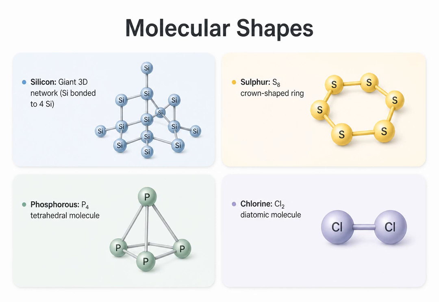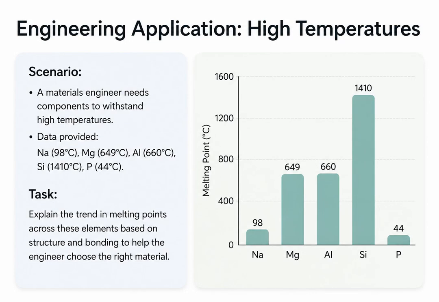Visualizing these structures helps make sense of the data. You can see the infinite network of silicon compared to the discrete molecules of the nonmetals. The bulky S8 ring of sulfur has a lot of surface area for van der Waals forces to act upon, which is why it requires more energy to melt than the smaller P4 tetrahedron of phosphorus or the simple Cl2 molecule. Let's put on our engineering hats.